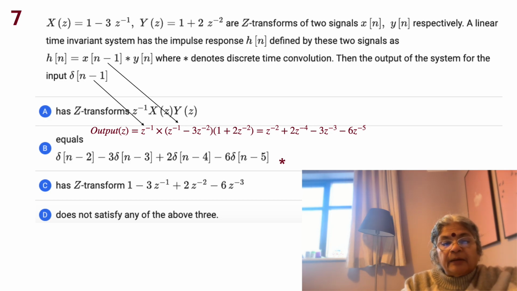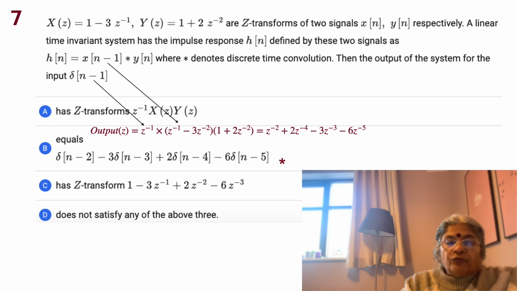So everything can be multiplied together. The result is z raised to minus 2 plus 2z raised to minus 4 minus 3z raised to minus 3 minus 6z raised to minus 5. What is asked of us is the output of the system, so now we just need to take the z inverse of this.